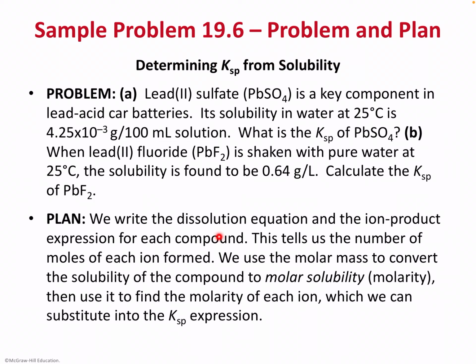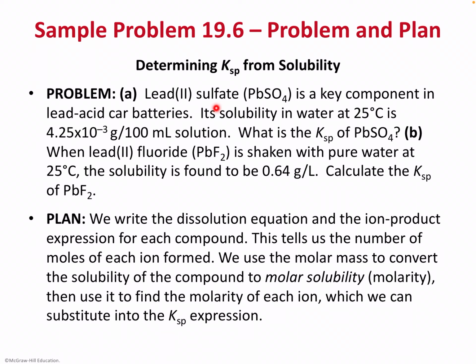We're going to write the dissolution equation and the ion product expression for each compound. This tells us the number of moles of each ion formed. We use the molar mass to convert the solubility of the compound to molar solubility. So these are given in grams per milliliters. We need to convert them into molarity. Then use it to find the molarity of each ion, which we can substitute into the KSP expression.